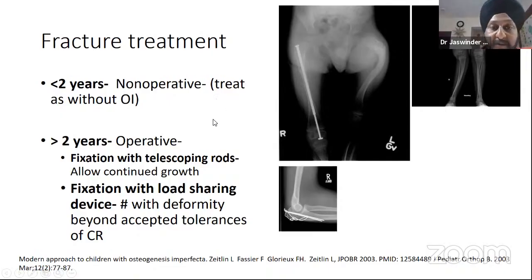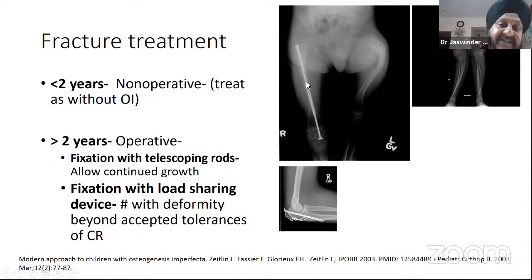or non-telescoping rods. So again, the important point is, whenever we are doing some kind of stabilization in these patients, it is always important to use intramedullary devices, the load sharing devices. A load bearing device like a plate is actually contraindicated because the quality of bone is not good, and there is a very high chance of failure of the plate. There will be loosening of the implant and everything will fail. So that is why intramedullary rods have to be used.